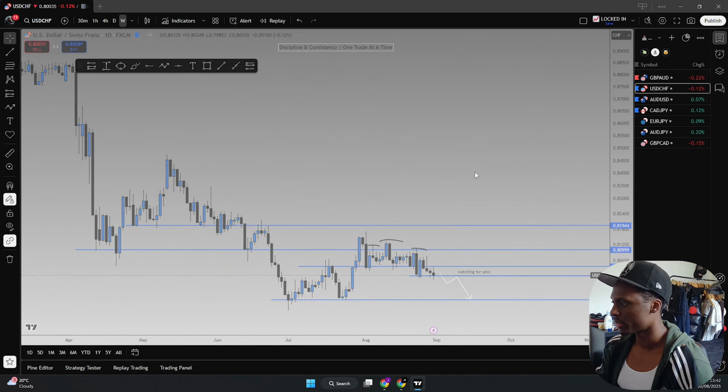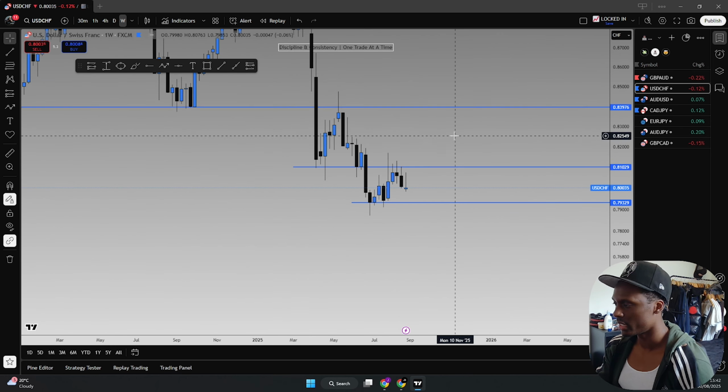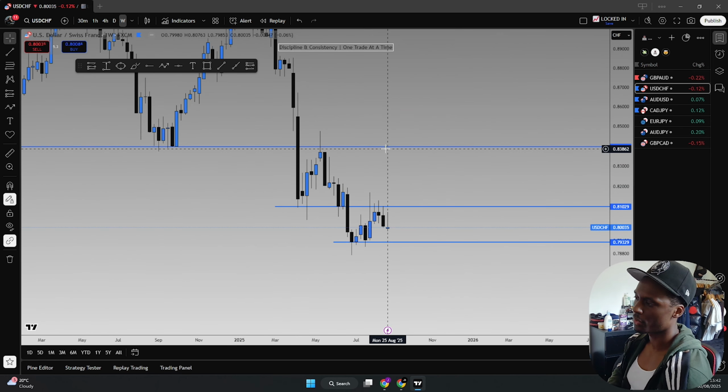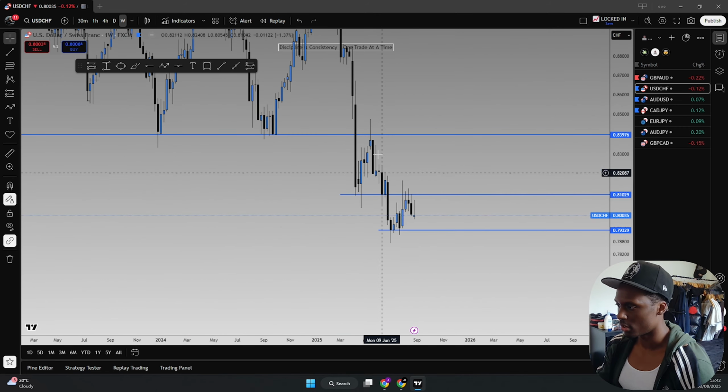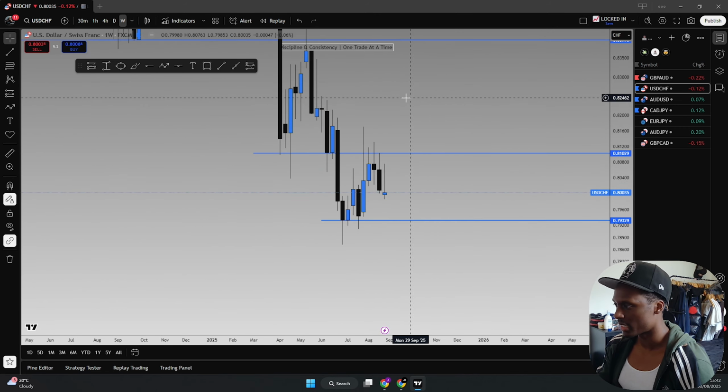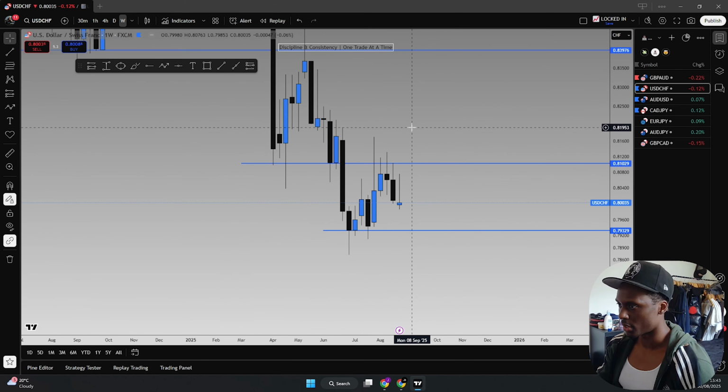US dollar Swiss, weekly. We identify, first thing, what's the trend doing? Bearish, making lower lows, lower highs. Is price at a level of support resistance? No, a few weeks ago it was, but now you can see price is on its way down. Now we've come up to the resistance level and we've rejected it, and now we're pushing down.